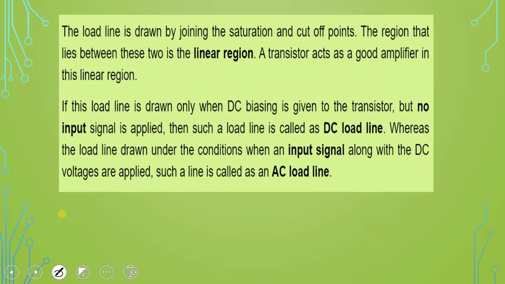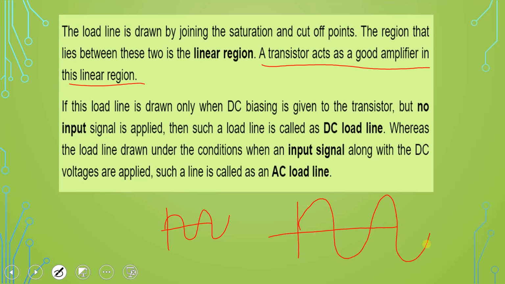The load line is drawn by joining the saturation and cutoff points. As I have told you, we have three regions: saturation region, cutoff region, and when we join the saturation point and the cutoff point, the load line is created. The region that lies between these two is the linear region. We have a straight line. A transistor acts as a good amplifier in the linear region. Transistors are used for amplification purposes. Amplification means if we give a signal, it increases the amplitude of the signal. They are called amplifiers.